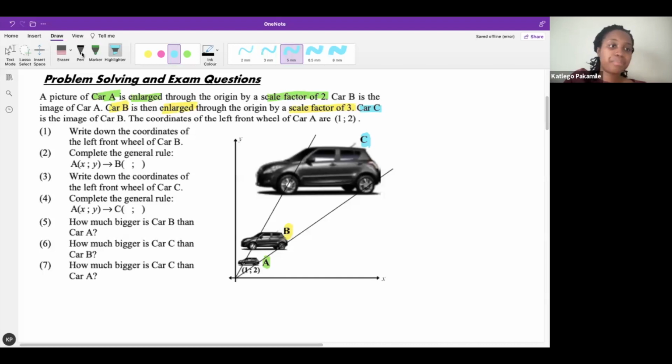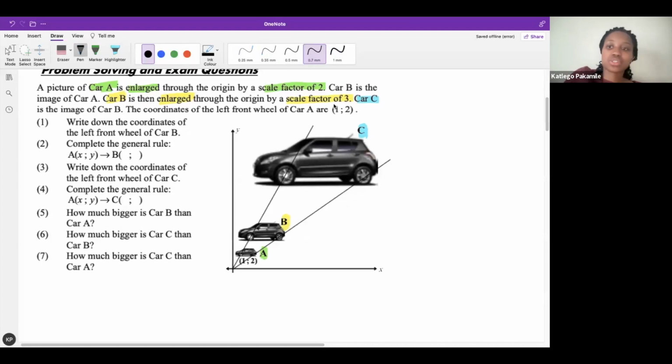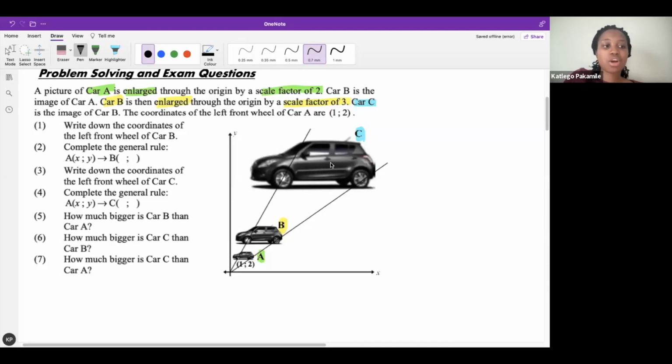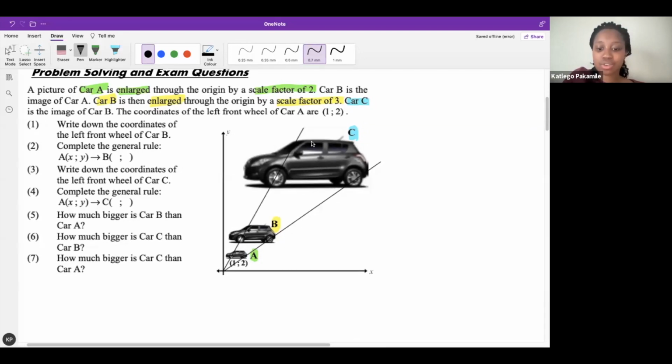All right, now let's start with the questions. Question 1 says what? Write down the coordinates of the left front wheel of car B. So we know that car B is an enlargement of car A by a scale factor of 2. What are we going to do with that information? What do we do with the scale factor? In the meantime, I'm going to write the coordinates of the front wheel of car A.